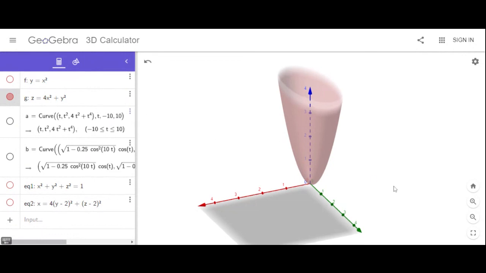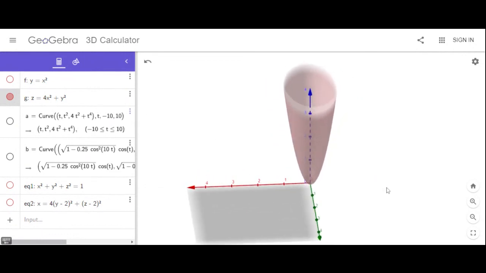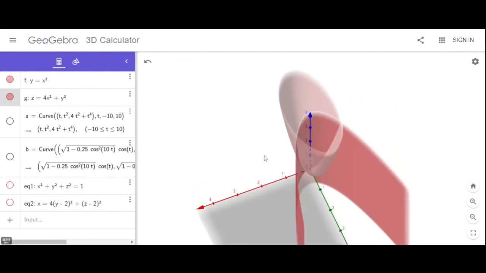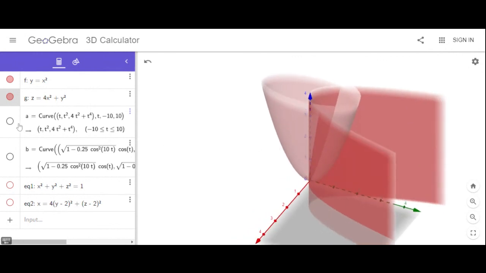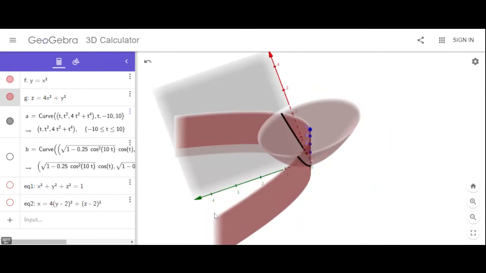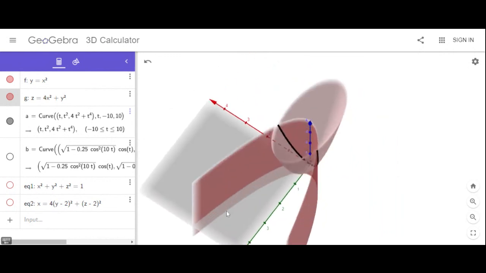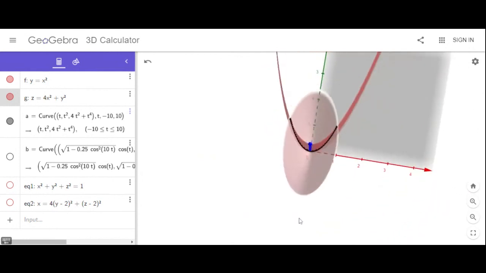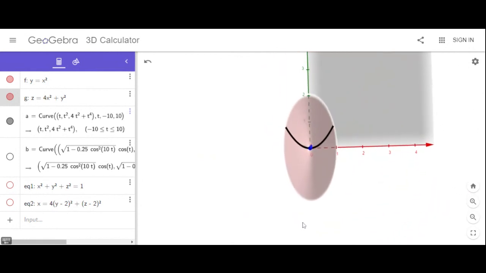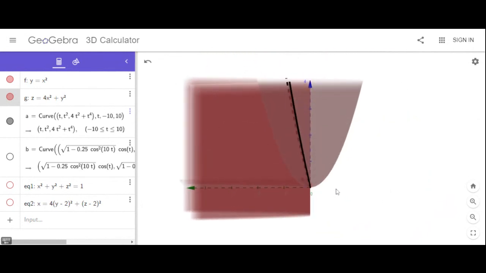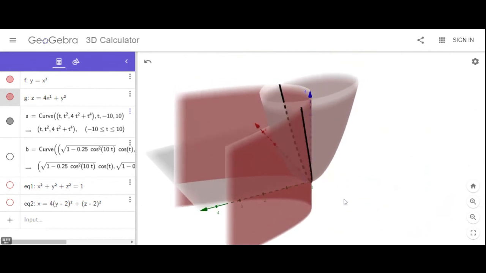the paraboloid, the cylinder, and the curve of intersection parameterized. You can do parametric in here. So it looks like we did it correctly. That's right. Math can be fun. It is. It really is.